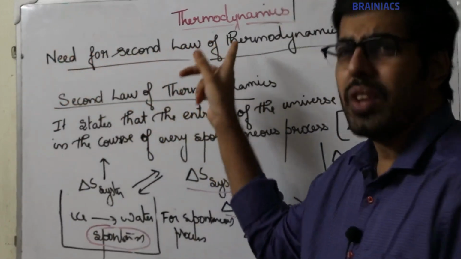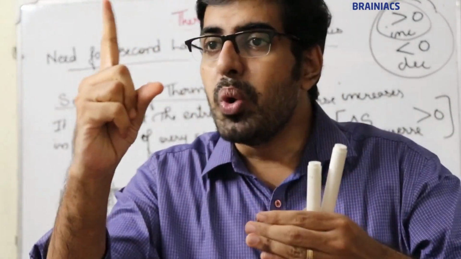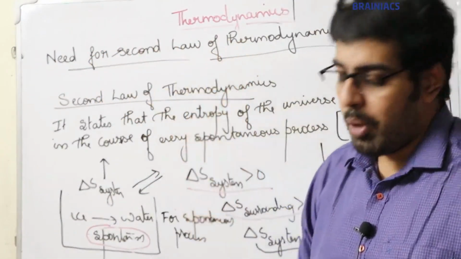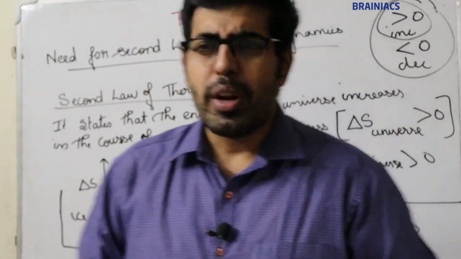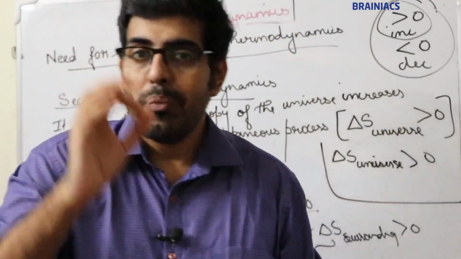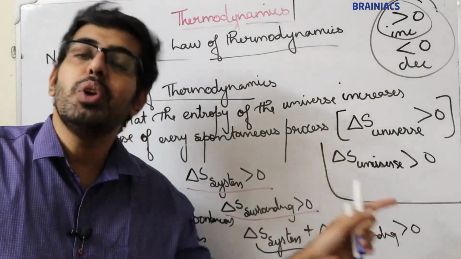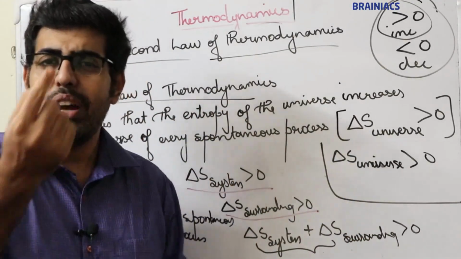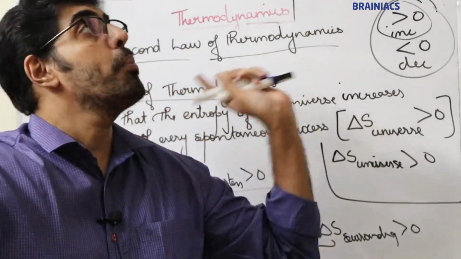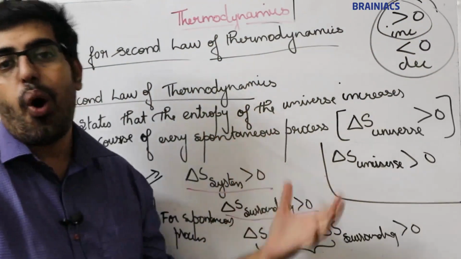So what is the need of the second law of thermodynamics? The second law of thermodynamics relates spontaneity and entropy. The need of the second law of thermodynamics is that it relates spontaneity and entropy. So for a spontaneous reaction, entropy of the universe increases. For each and every spontaneous process occurring in nature, entropy of the universe increases. I think it's clear. This is the second law of thermodynamics.